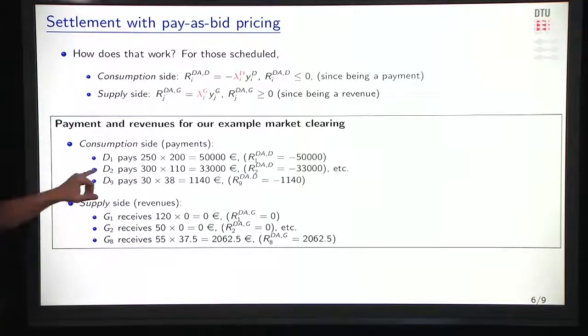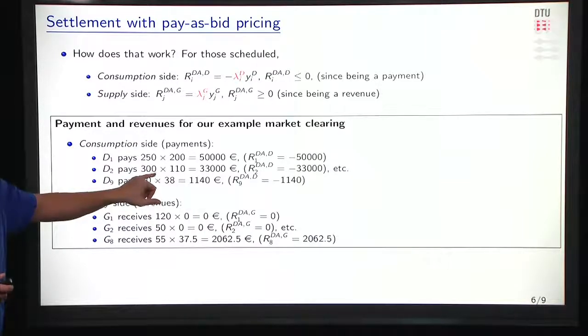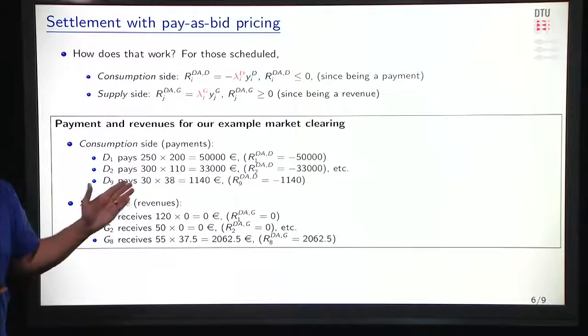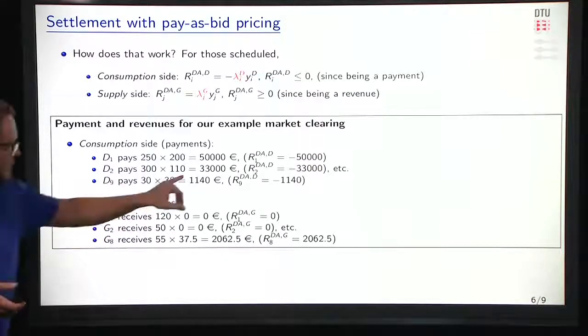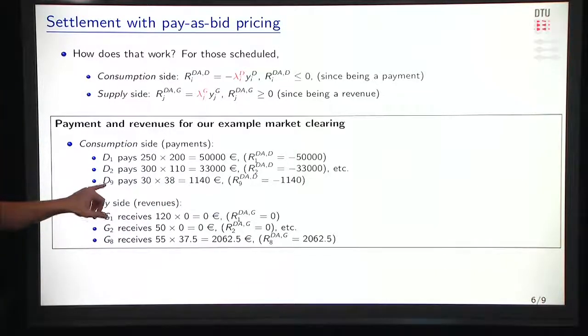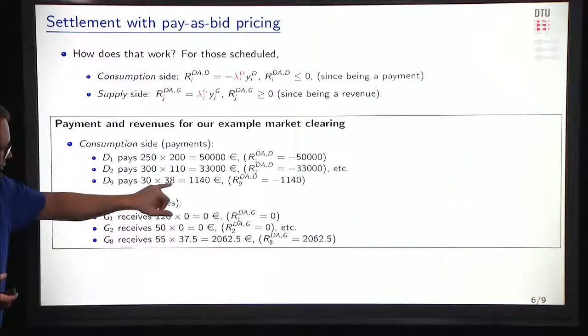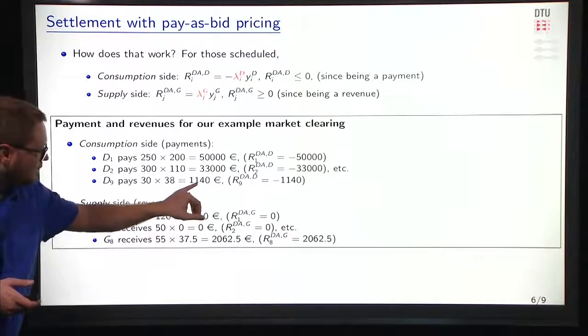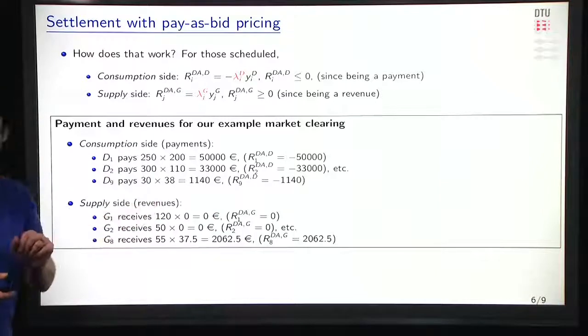D2 then is paying 300, that's the amount of energy that was offered to consume in the first place, times 110 euro per megawatt hour. Since that's the price D2 was ready to pay for this energy to be consumed. And this yields 33,000 euros. And so on until D9, which pays 30 for the amount, times 38 for the price that it was ready to pay, which yields 1,140 euro.